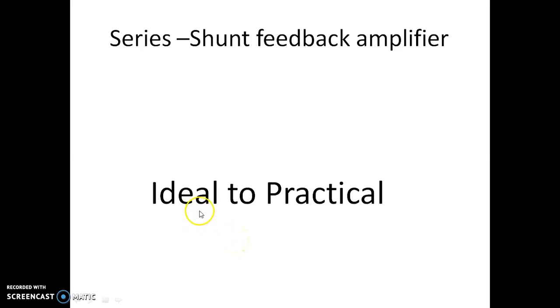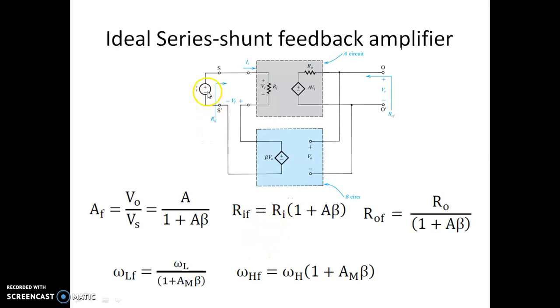So let us move from ideal to practical. What is ideal here is that, so far in the analysis, we considered the source to have zero resistance, there is no RS here. Of course, we considered the output load to be infinite resistance, it is not being loaded, and we considered the feedback network to be an open circuit, which is not loading the output here.